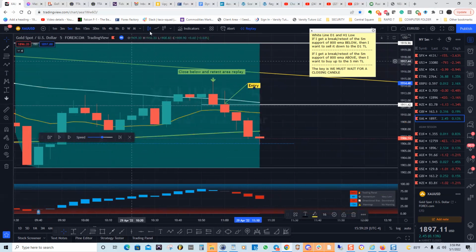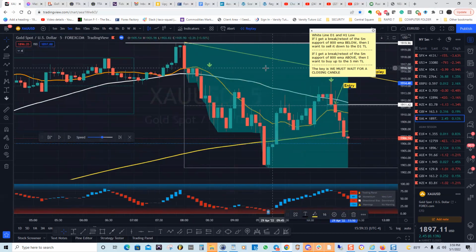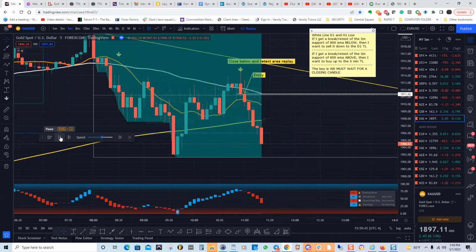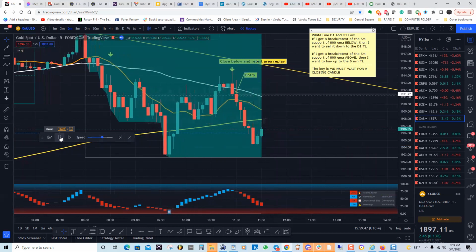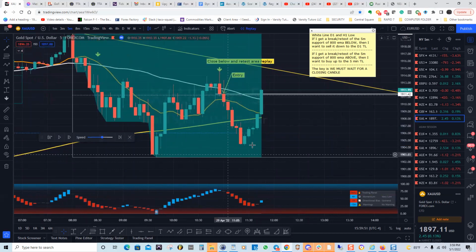Let me make it smaller so you can see what's happening. Now look what happened. It broke below the 200. It didn't quite retest it, but it broke below the 200. You're not always going to get a retest. And then you see it's going down a little bit. Oh, then it had rejection here. This is like a little support level.